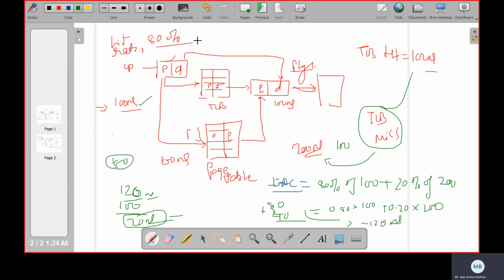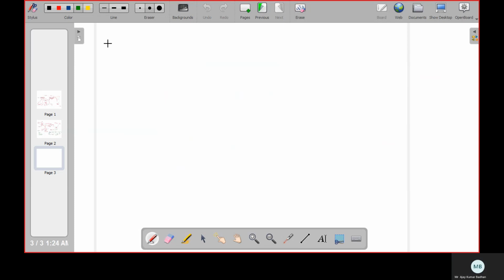Okay, let's take another example. Same thing, but this time I'm talking about a hit ratio of 99%. I'm talking about the hit ratio, which means 99% of the time you will get the page in your TLB. Okay, then based on this, how much time is it going to take?